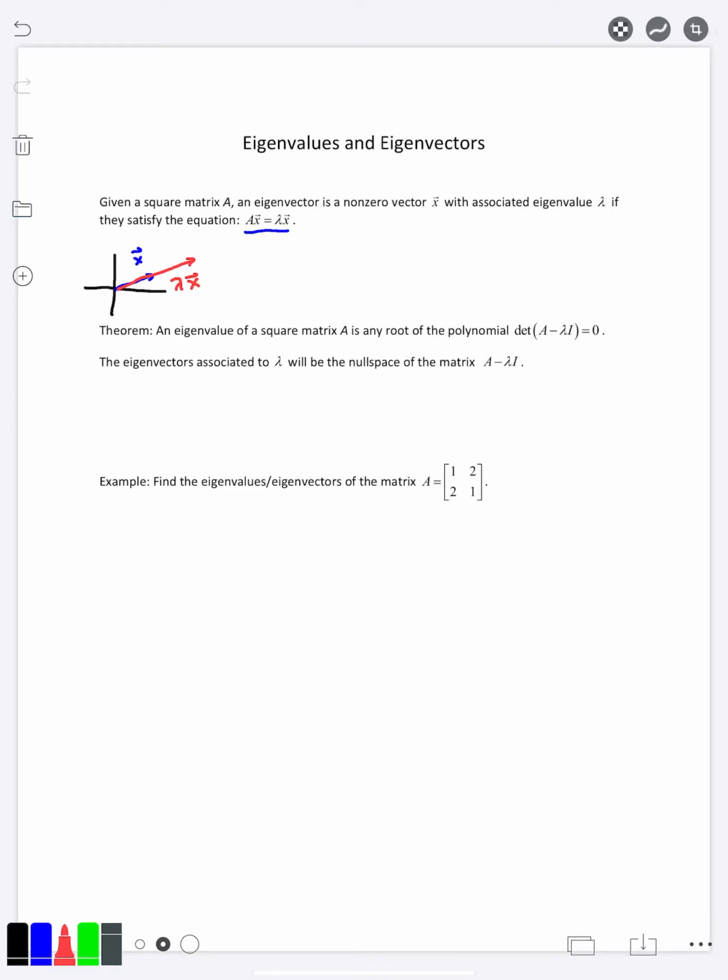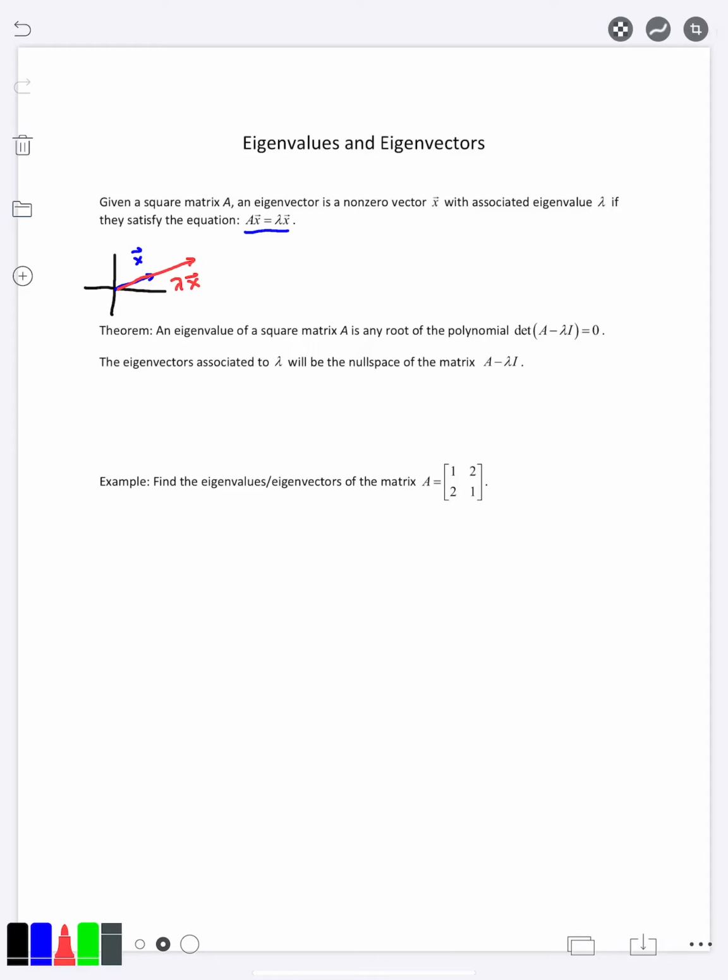Now again, we're not really dealing with that physical interpretation here, but I'm just trying to give you an idea for how eigenvalues and eigenvectors work. Again, the eigenvector is the direction, the x vector here, and the eigenvalue is whatever you multiply the original eigenvector by, the lambda.